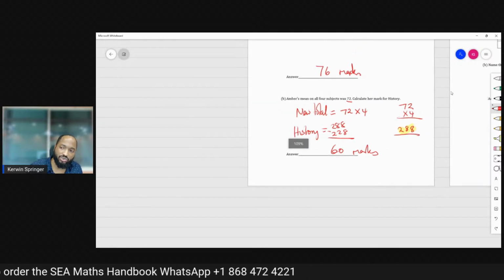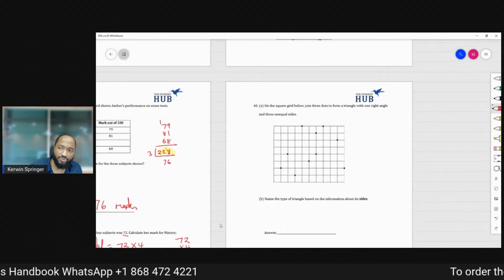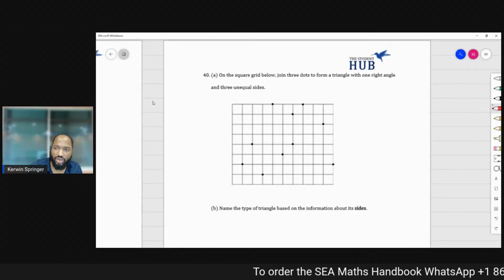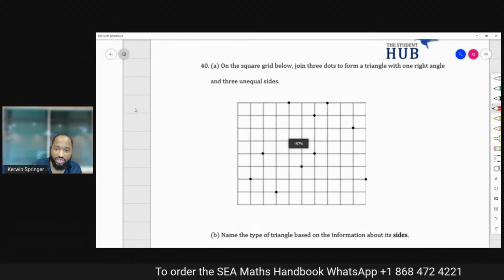Practice with these mean questions. You are going to do one on the 31st of March. On the square grid below, join 3 dots to form a triangle with 1 right angle and 3 unequal sides.